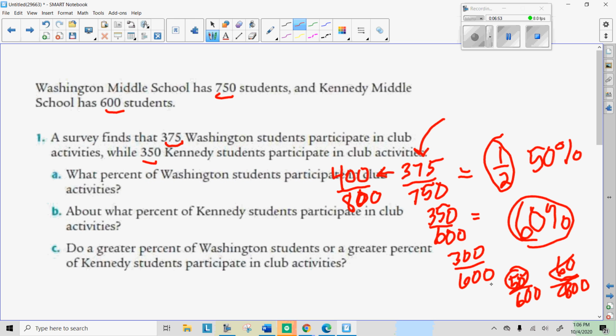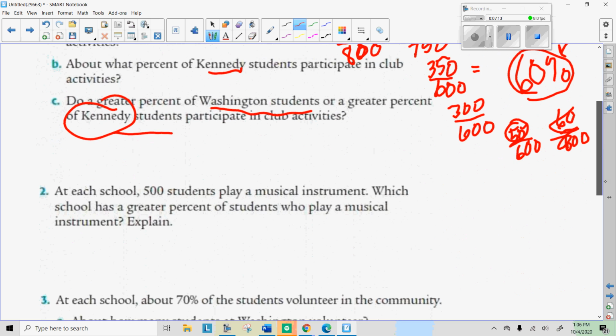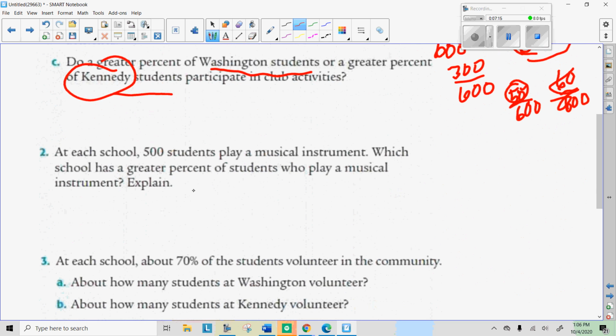All right? So do a greater percent of Washington or a greater percent of Kennedy students participate? You can tell that since Kennedy has over 50%, a greater percent of Kennedy students participate. All right, let's try another problem. At each school, 500 students play a musical instrument. So in Kennedy, that would be 500 out of 750. In Washington, that would be 500 out of 600.